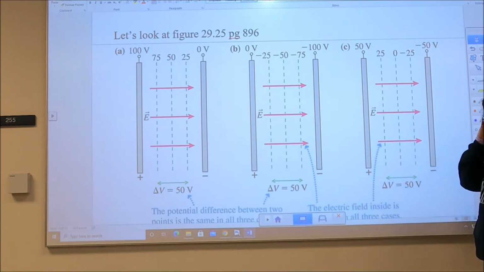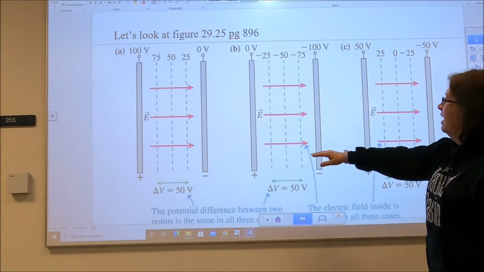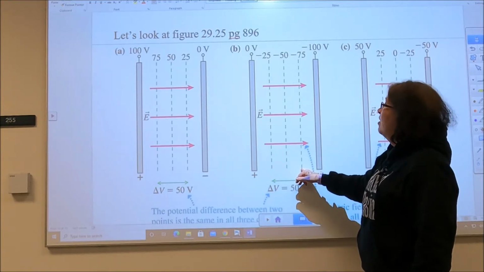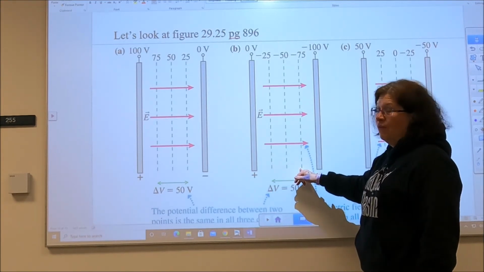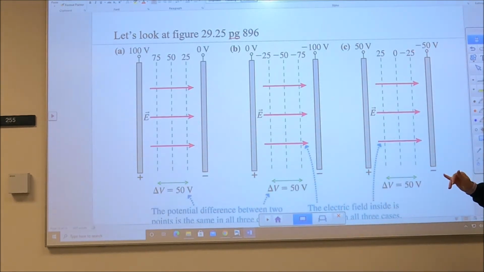Same thing here. What these three diagrams do for us is they remind us that where we set our electrical potential to be 0 is pretty arbitrary. But if I have the same potential difference between two plates, it doesn't matter where I call 0 electrical potential, the electric field lines always point in the direction of decreasing electrical potential. If I moved from here to here, I would have a decrease of 50 volts. Here to here, decrease of 50 volts. Here to here, decrease of 50 volts.